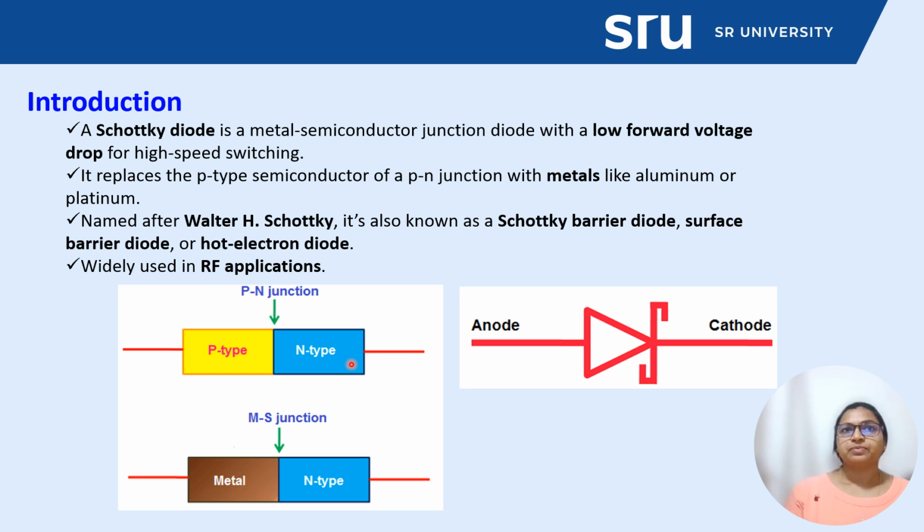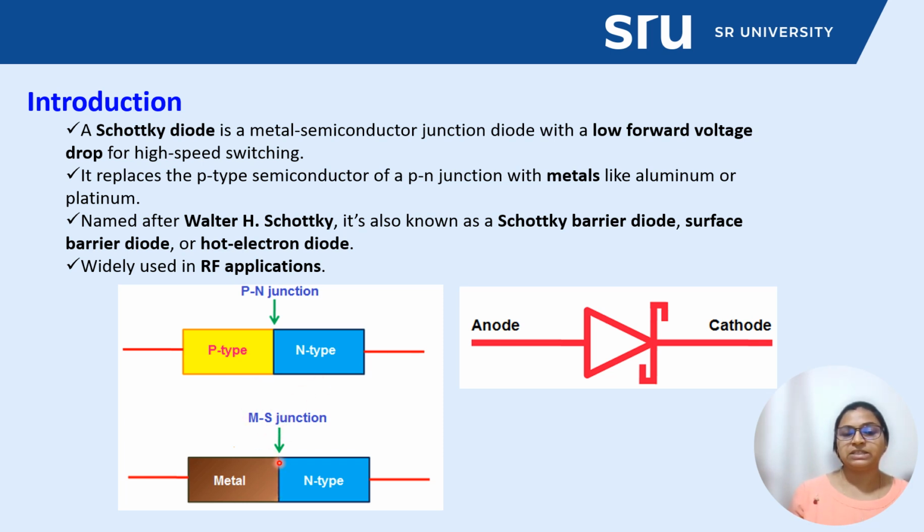So this junction formed, this MS junction, is the unique difference between all the special types of diodes, compared to other diodes, the Schottky diode and the normal diode. So this junction is sometimes also called the MS junction, as mentioned here.